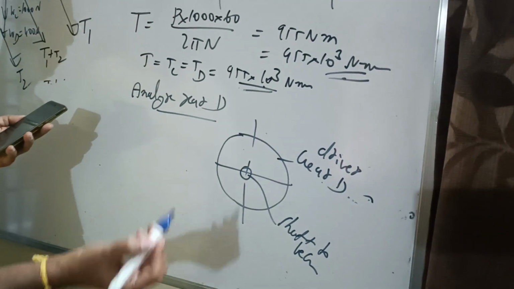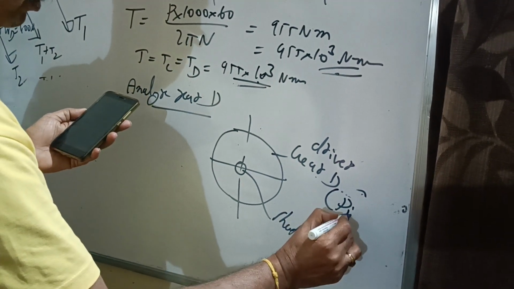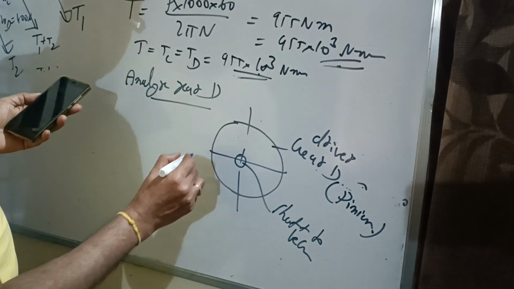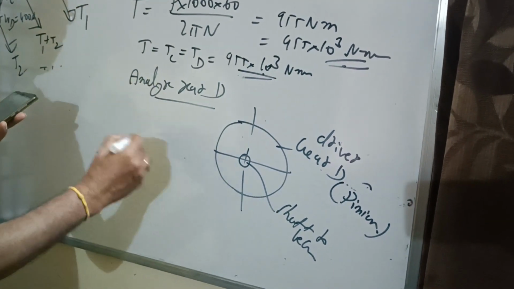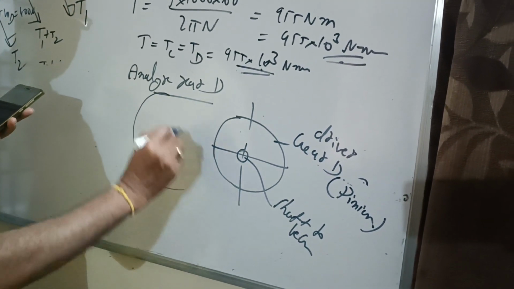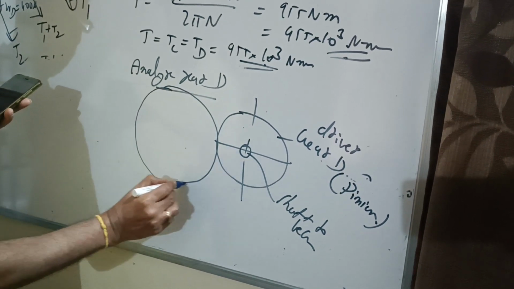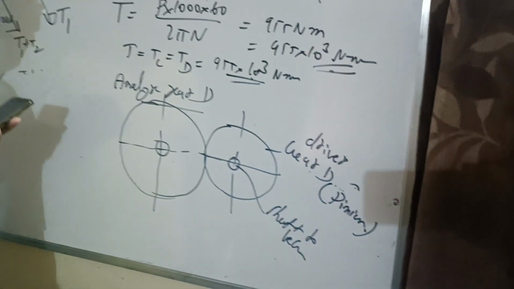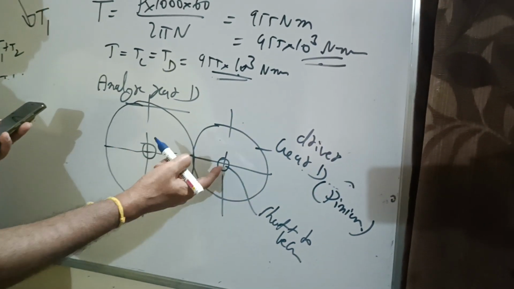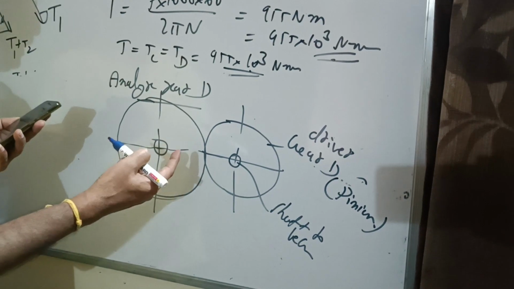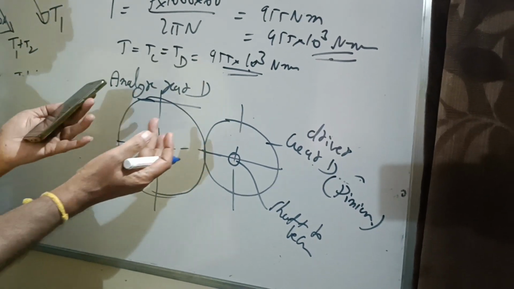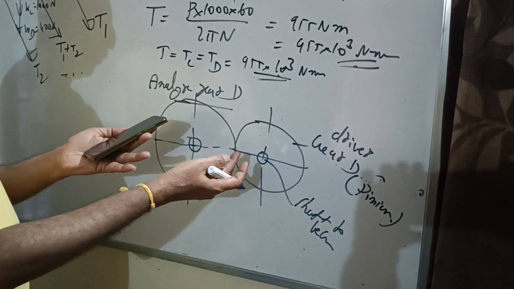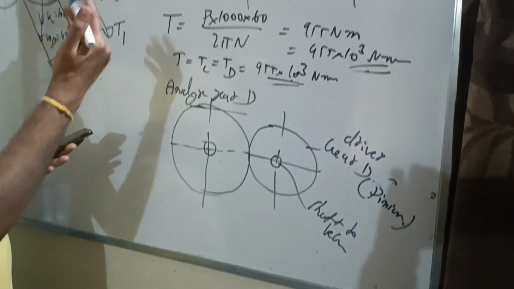Driver gear D or pinion. Normally driver is always called pinion. What is called as pinion? D. Pinion D. Now this gear will drive another gear located in front of it. Already we have discussed about this. As viewed from the right hand bearing, this gear will drive another gear that is located in front of it. Now whatever the power that has been received by the shaft, now it has been delivered through a gear.